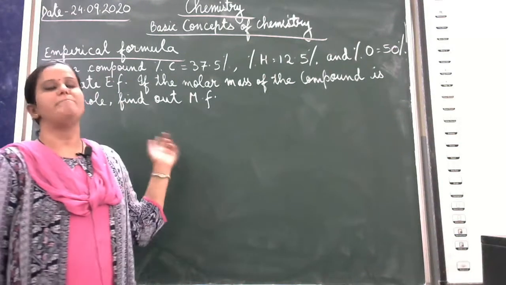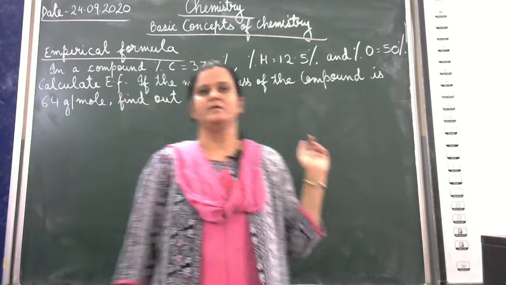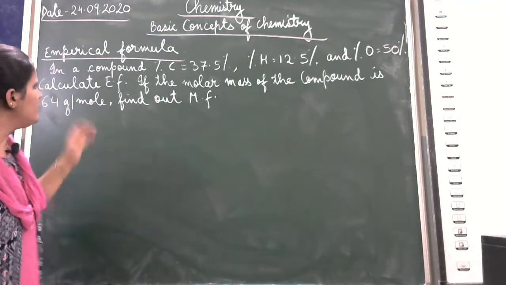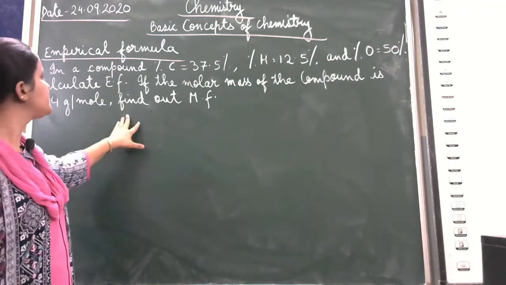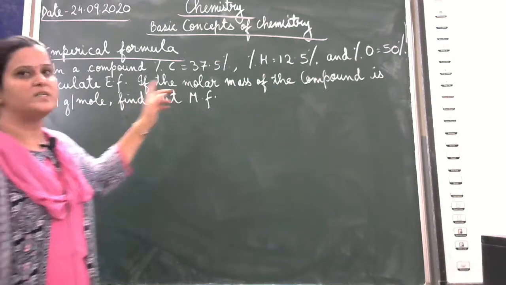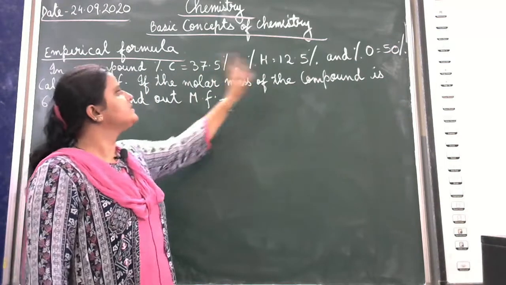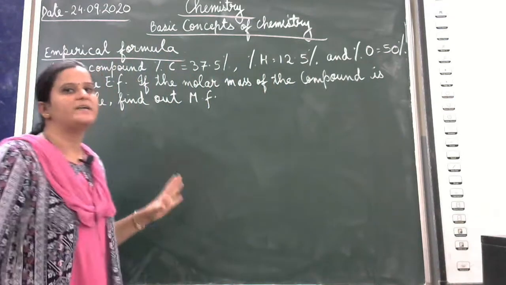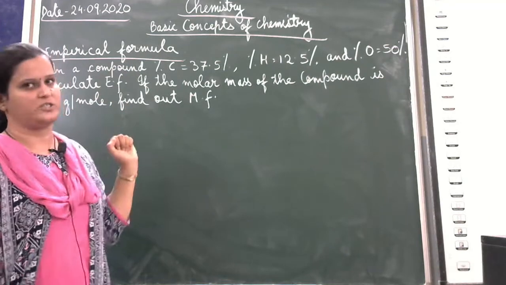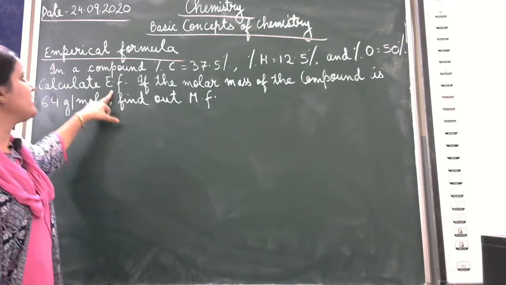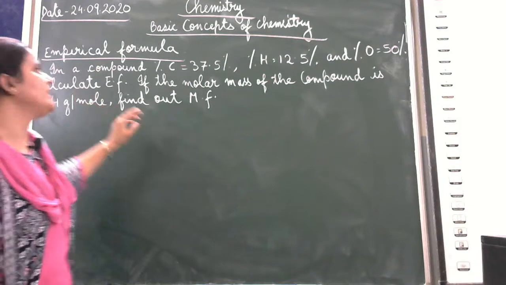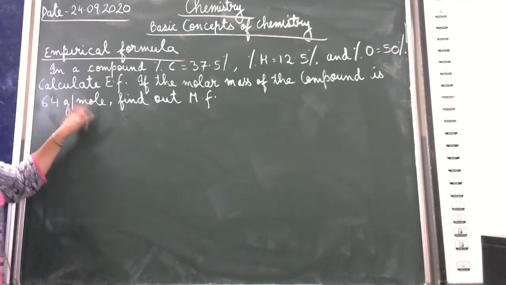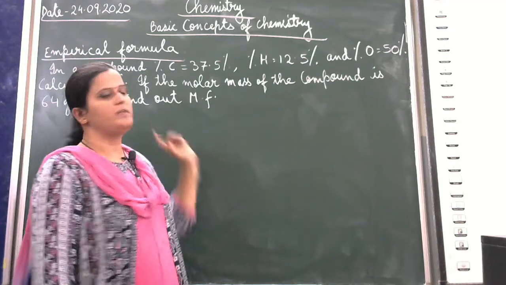Had started empirical formula. Okay, I will do a numerical so that this concept is even more clear to you. So, what is the question? I have written down the question. It says in a compound, the percentage of carbon, hydrogen, and oxygen is given. So, it means the compound contains three elements: carbon, hydrogen, and oxygen. You are supposed to calculate the empirical formula, and what else? The molar mass of the compound is given to you as 64 gram per mole. Also, you have to find out the molecular formula.